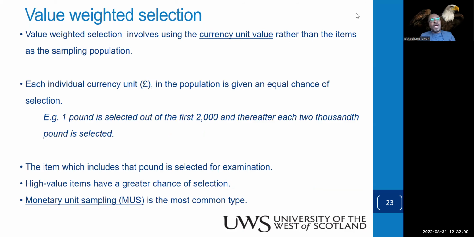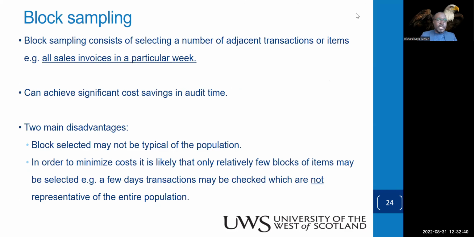And then we have what we call value-weighted selection, sometimes called monetary unit sampling. Here we look at the currency value unit rather than the item number. It is also like systematic, but here we look at the value. So for example, the first £1 is selected out of the first 2,000, and thereafter, each 2,000th pound is selected. So the item that includes that pound is selected for examination, which favors high-value items. We normally call it the MUS.